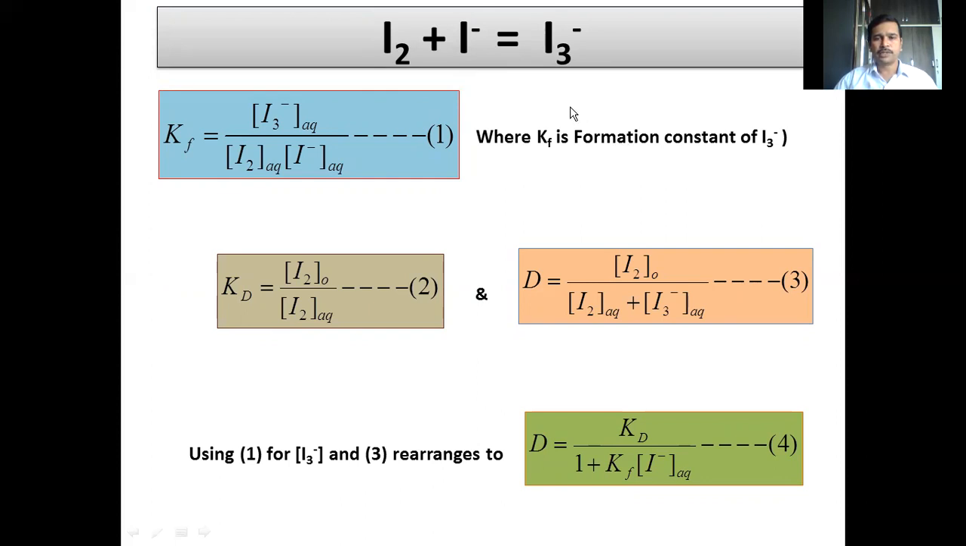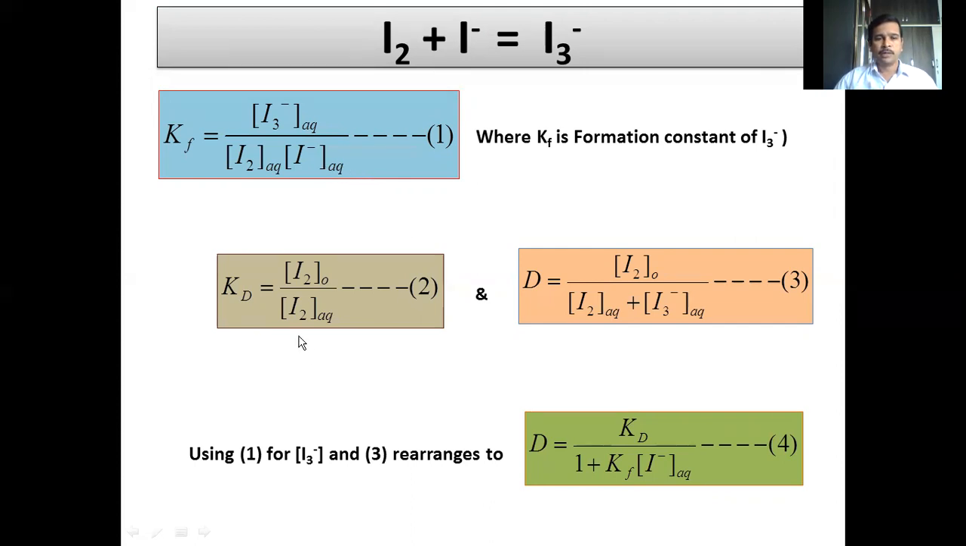According to equilibrium constant expression or law of mass action, the formation constant Kf, the equilibrium constant for this complexation reaction, is simply the ratio of the concentration of the product to concentration of the reactants. Here I3 minus is present in the aqueous layer, so concentration of I3 minus divided by I2 present in the aqueous layer, its concentration has been considered, and similarly concentration of I minus. So formation constant Kf is equal to concentration of the triiodide ion pair in the aqueous layer divided by the concentration of iodine in the aqueous layer and concentration of iodide in the aqueous layer.